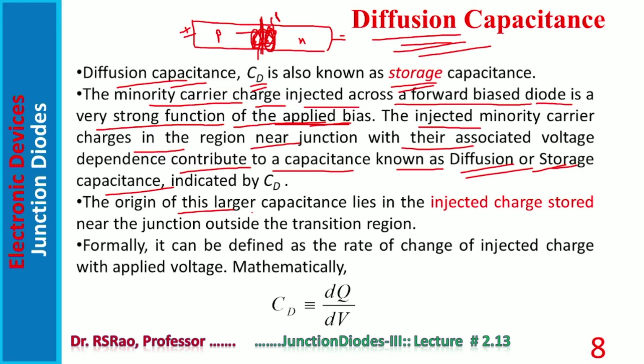The origin of this larger capacitance lies in the injected charge stored near the junction outside the transition region. One can define it without much difficulty. Formally, it can be defined as the rate of change of injected charge with applied voltage, CD equal to, by definition, dq by dv. Notice here also it is dq by dv, not q by v. As already mentioned, like CT, CD is also differential or incremental capacitance.